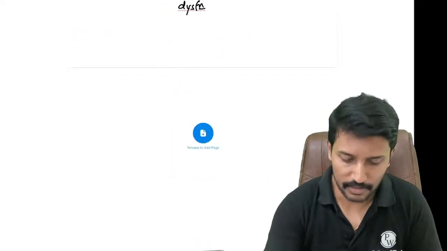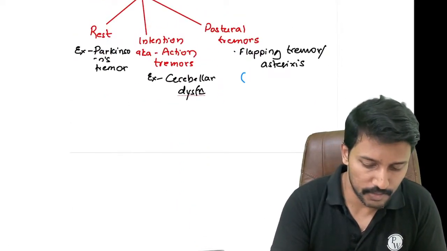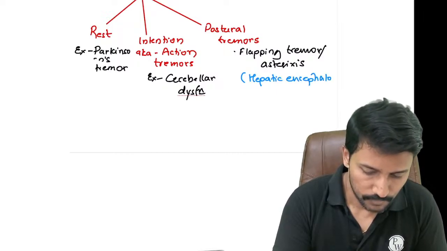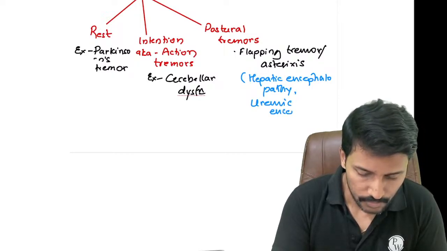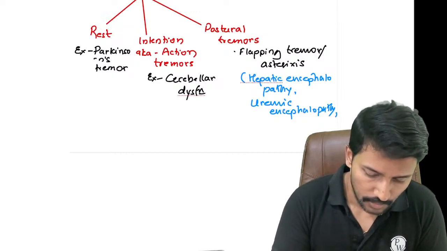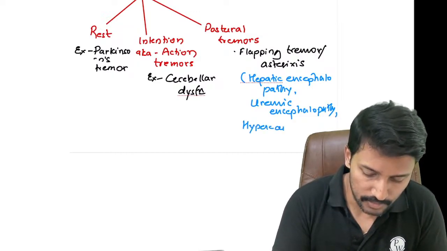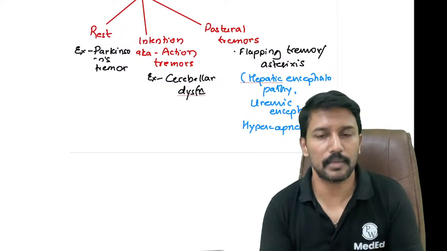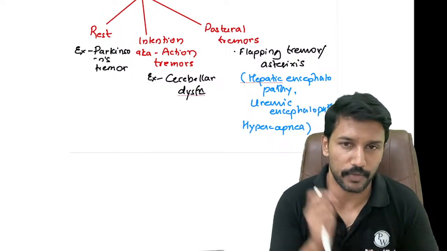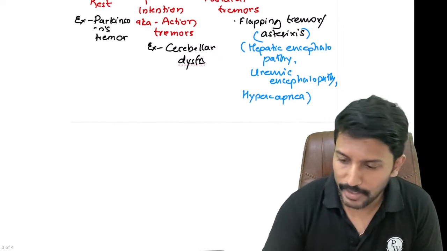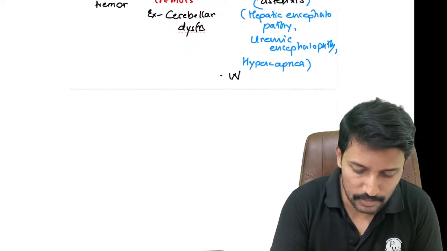Flapping tremor or asterixis, that is one example which is seen in patients with hepatic encephalopathy, then patients with uremic encephalopathy, and then in patients with hypercapnia or increased carbon dioxide in the blood. These are the 3 conditions where you can see this asterixis or flapping tremor. Please remember this. This is a very potential and important MCQ point. Where do you see asterixis or flapping tremors?